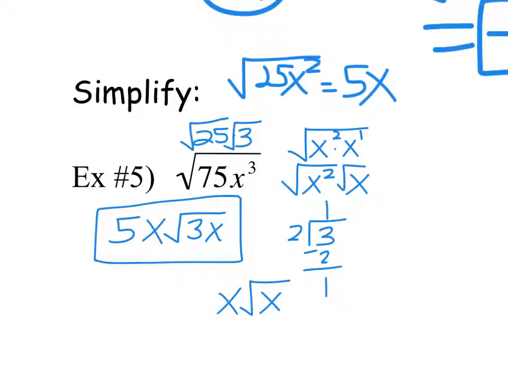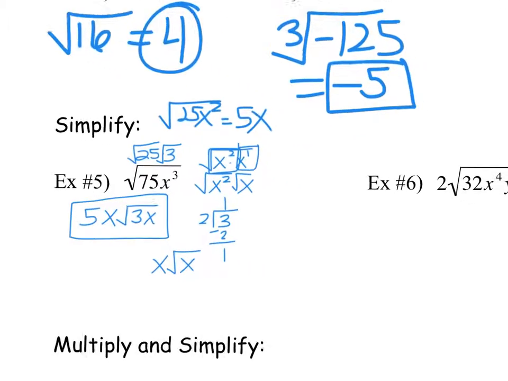So some people like to break it up into a perfect square times not perfect square. Some people just like to divide into the exponent, and that works every time. Okay? All right, let's do another one.